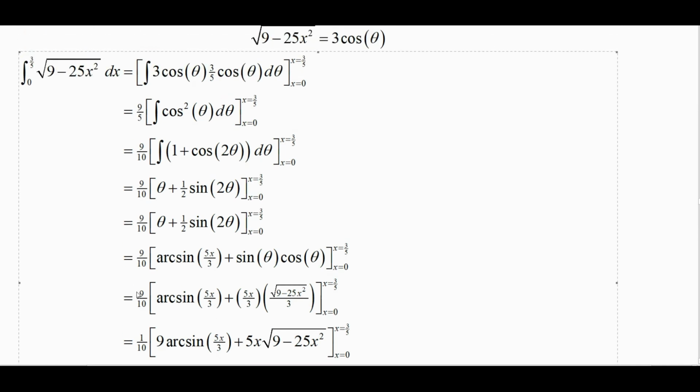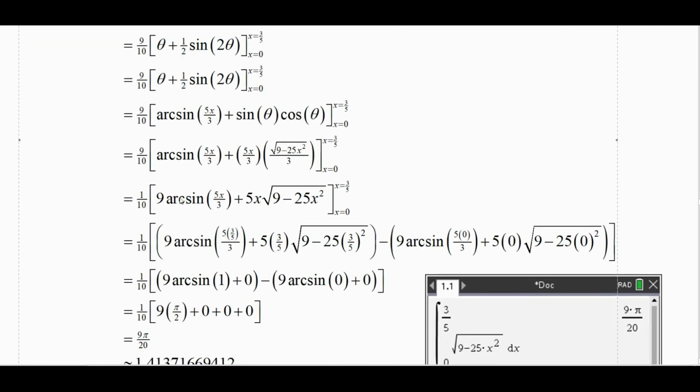Now that we're in x's and we've kind of simplified as much as we can, we're going to insert the 0 and 3/5, put in the 3/5 minus, put in the 0. So here's that expression with the 3/5 in place of x. Here's the expression with the 0 in place of x. Going to subtract those, and at the end, we'll multiply by 1/10. All right, let's see what we got. 5 times 3/5 is 3, divided by 3 is 1, so here we have the arcsine of 1. 5's cancel here, leaving 3.